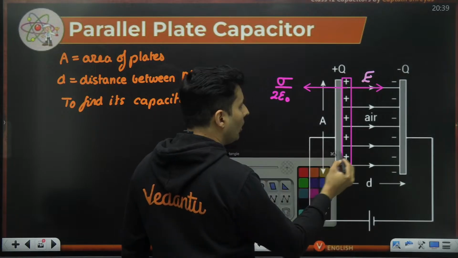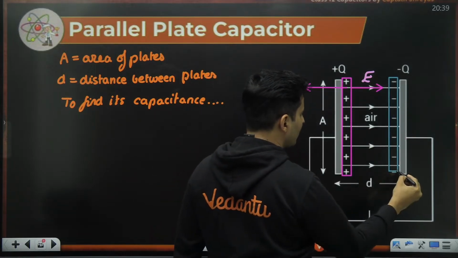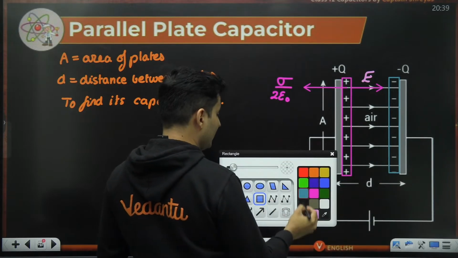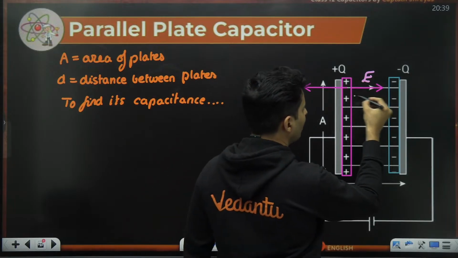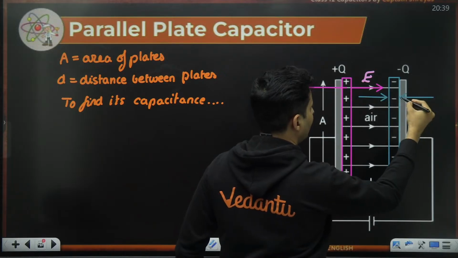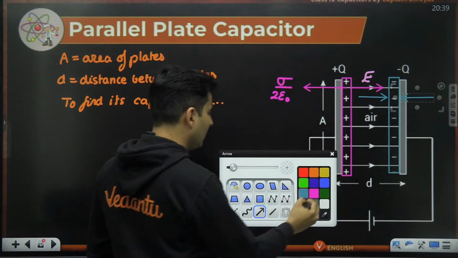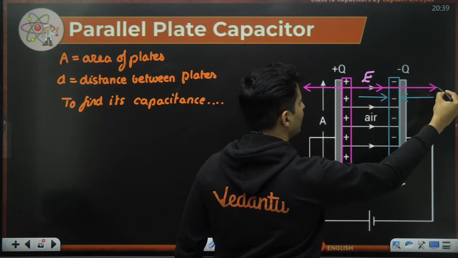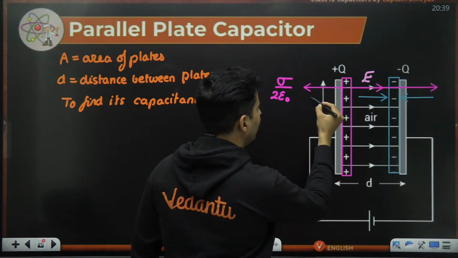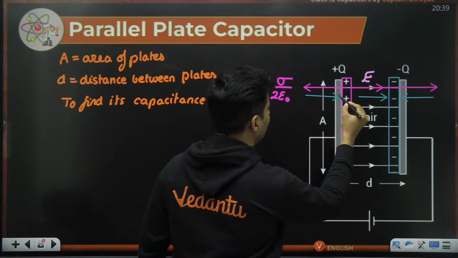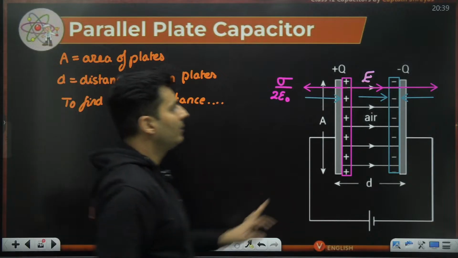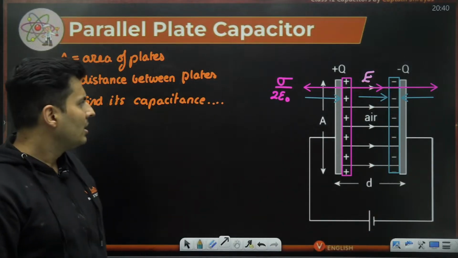In the same way, I can argue that the negative charges over here will give rise to electric fields like this. Because it is negative, it will be attractive in nature, so it will give rise to electric fields like this and like this. Please note that this electric field line is coming right from here, and it will go like this onto the negative plate on the other side.